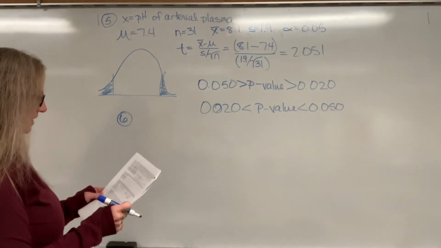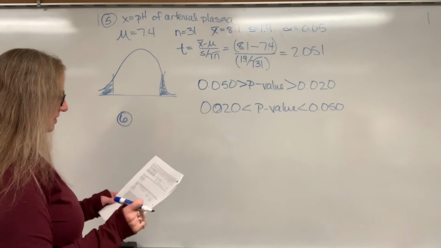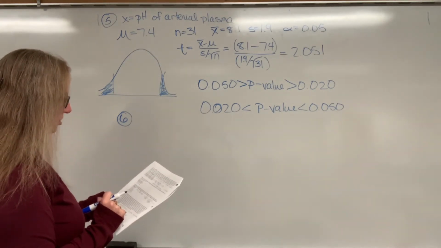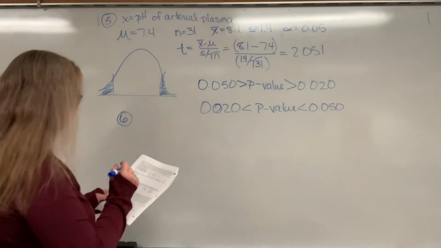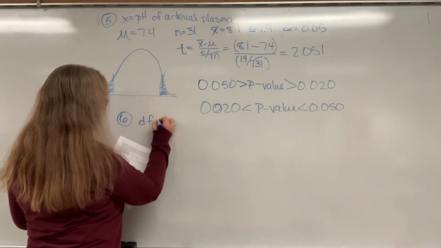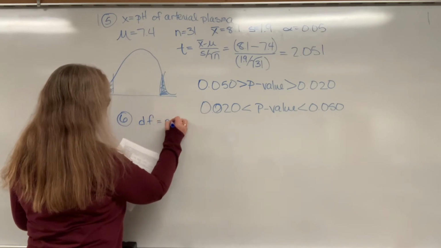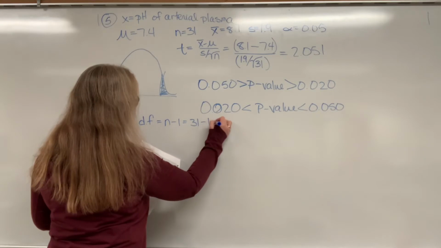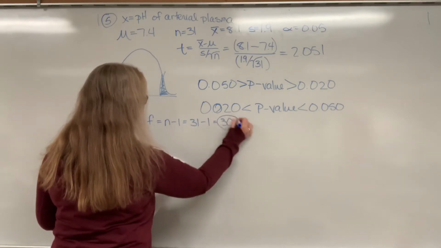So number 6 says, when using the student's t distribution to test mu, what do you use for degrees of freedom if the sample size is 31? So degrees of freedom is n minus 1. So if n is 31 minus 1, then I use 30 as my degrees of freedom.